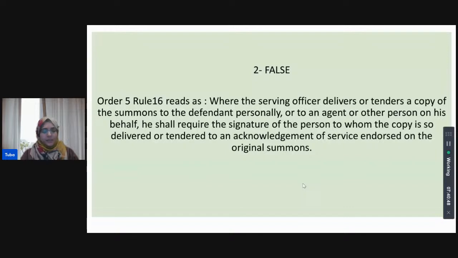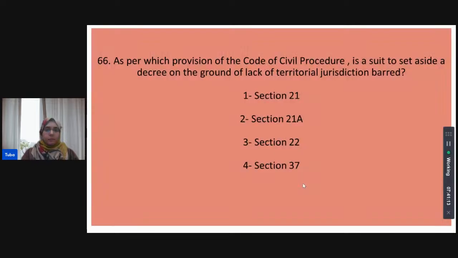So that is correct. It is false. Shakteja was right, because Order 5 Rule 16 states that when the serving officer delivers or tenders a copy of summons personally to a person or his agent, it is still a requirement that he signs. We seek the signature of the person to whom it is delivered or tendered, so that we get an acknowledgement of the service endorsed on the original summons. So signature is necessary here.